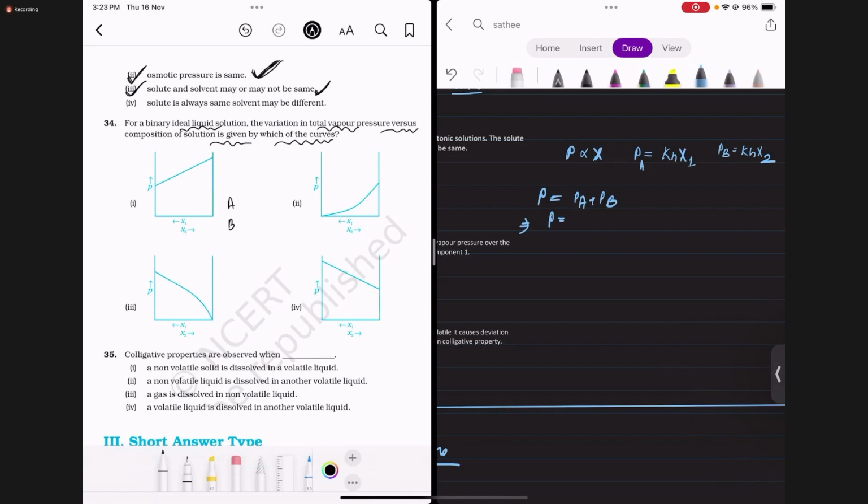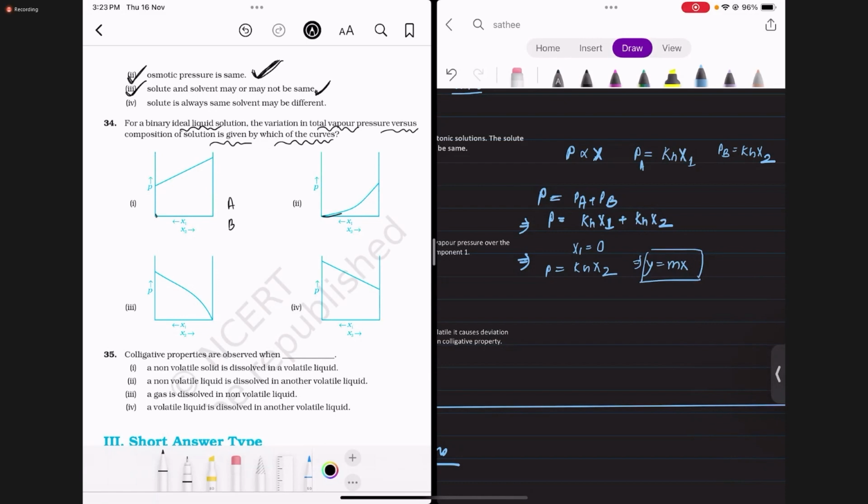So P is equal to KH X1 plus KH X2. तो अगर हम एक टाइम पे, फॉर एग्जांपल फॉर हेयर, x1 is equal to 0 at where it is starting, so P is equal to KH into X2, that is y is equal to mx के फॉर्म में आ रहा है. So the graph will be a straight line.